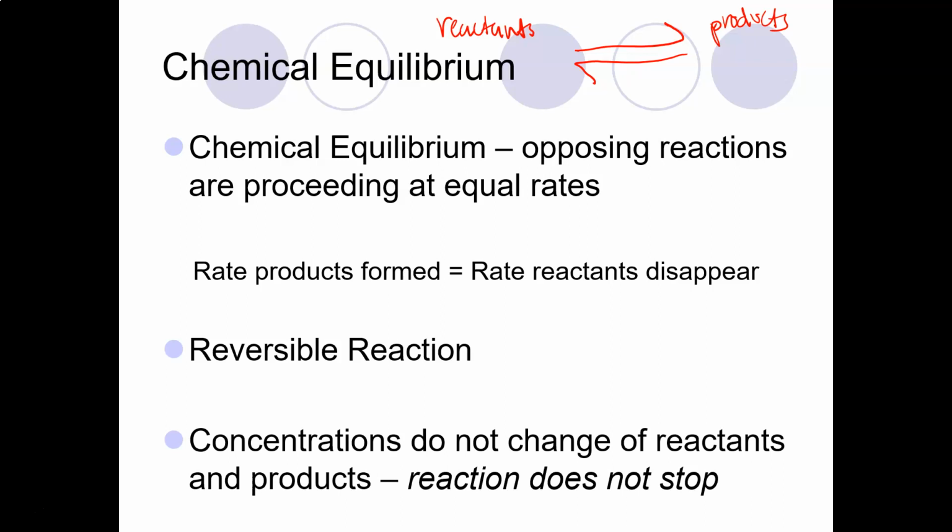Now, at equilibrium, that does not mean that the amount of reactants and the amount of products are equal. Nope. We have no idea how much reactants and how much products there are. But what we do know is that at equilibrium, those amounts stop changing, because reactants forming products happens at the same time as products forming reactants. So the concentrations of reactants and products are not equal, but they stop changing.